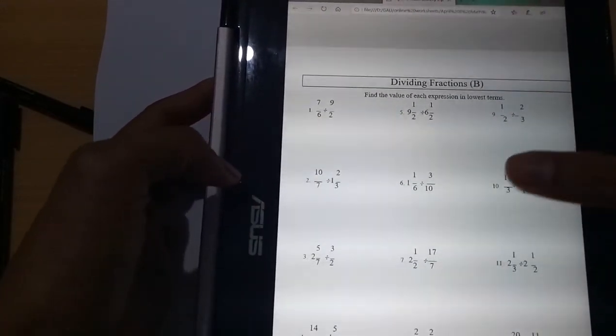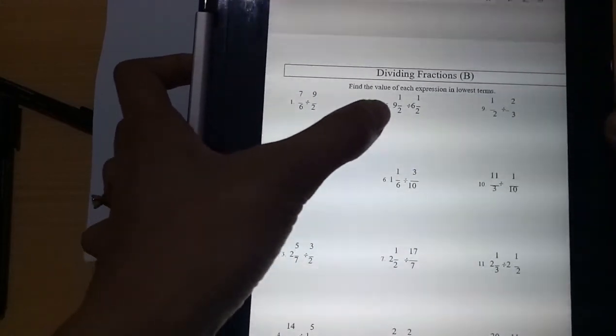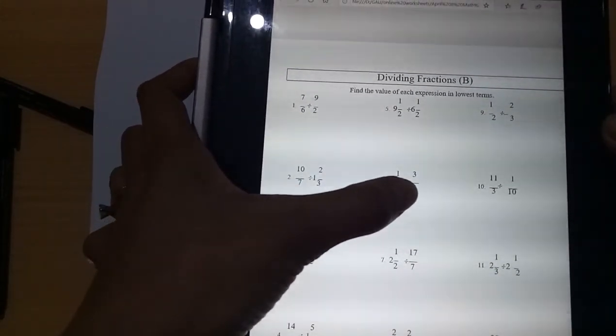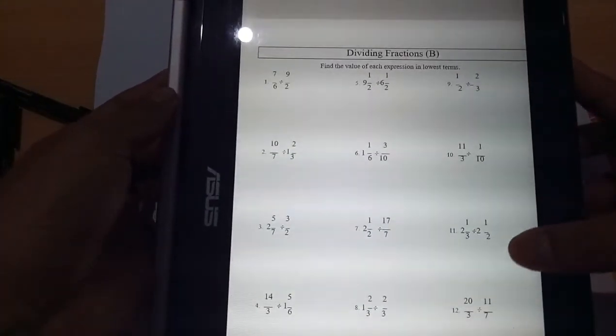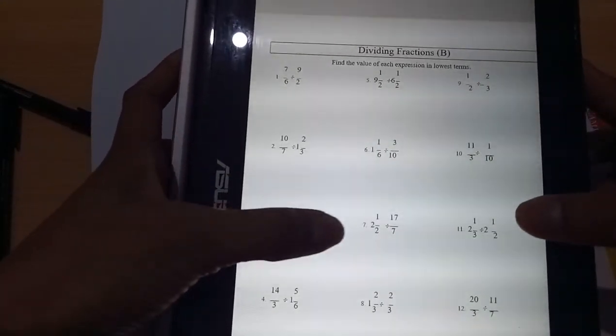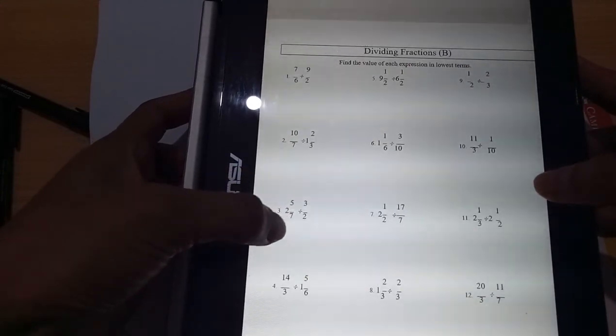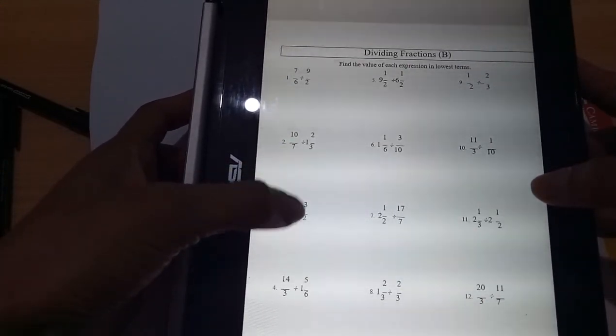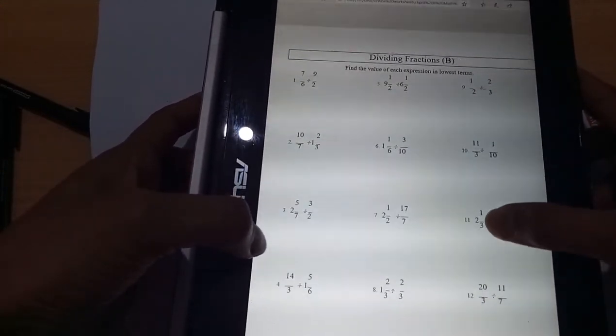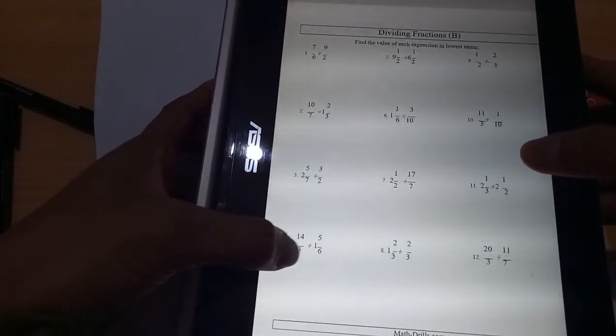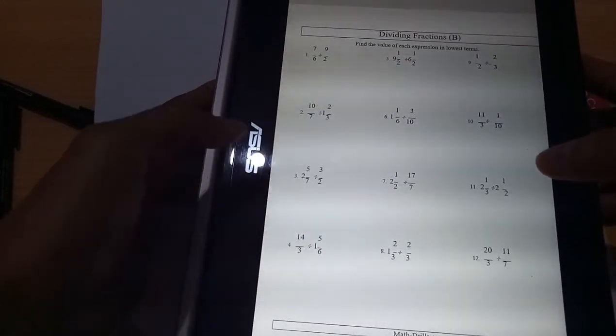Okay, so check the problem properly because it's mixed. We have a mixed fraction here and just a proper fraction. Check the problem. This is 2 and 5/7 divided by 3/3. This one is 14/3 divided by 1 and 5/6.